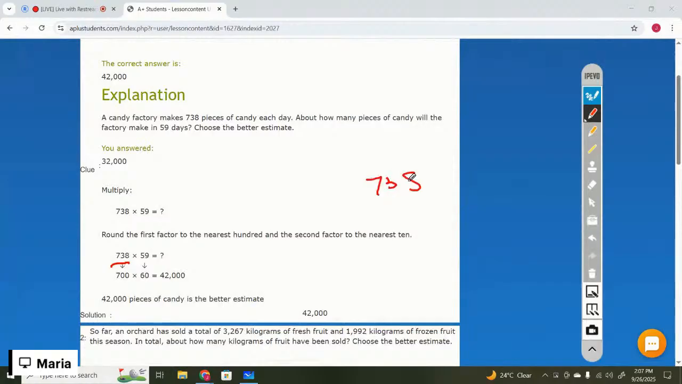So 7 is the digit that is at the hundreds position. Right next to 7 we have 3 and 3 is less than 5. So that means you need to round down to the same 100, so it would be rounded to 700. The other factor is 59. It would be rounded to the nearest 10. So 5 is the digit that is at the tens position, and right next to 5 we have 9. 9 is greater than 5, so we need to round up. It would be rounded to 60. So 7 times 6 is 42, and we need to add all these zeros, so that is 42,000.